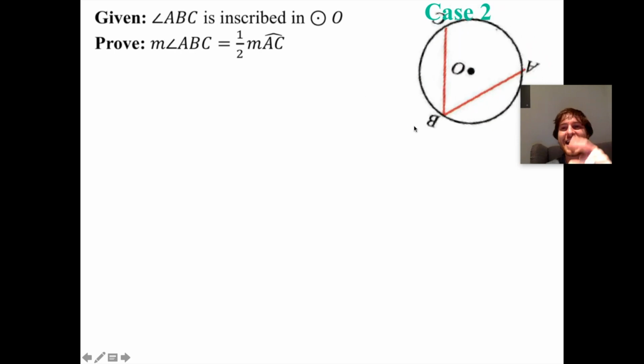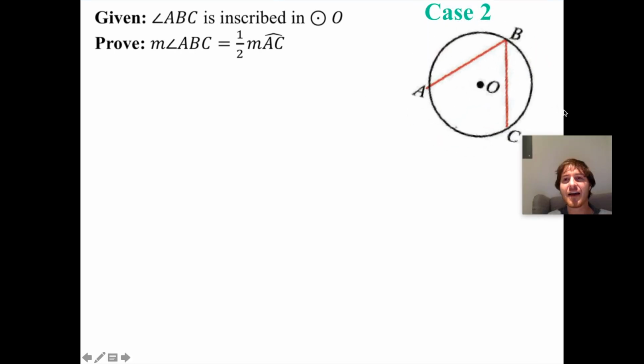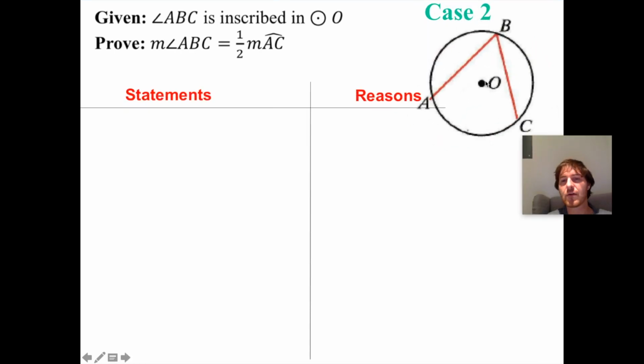So what we have here in case 2 up here, this one right here, it's more general here. Ooh, I'm running out of battery. Better make this quick here.